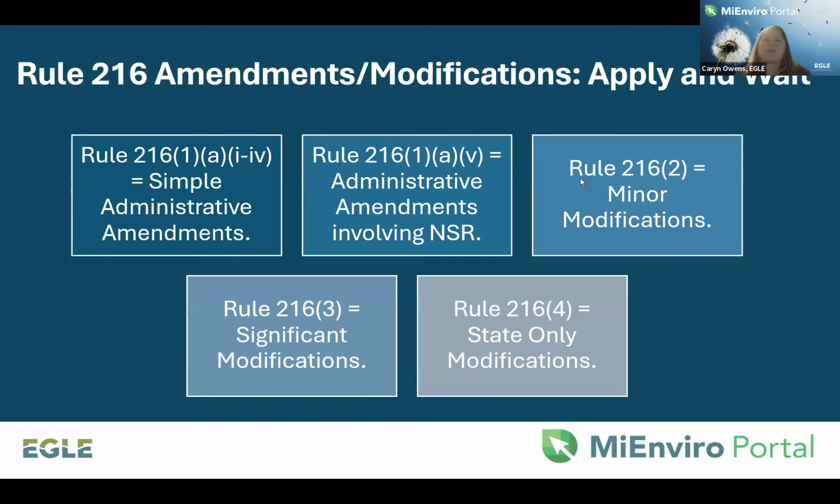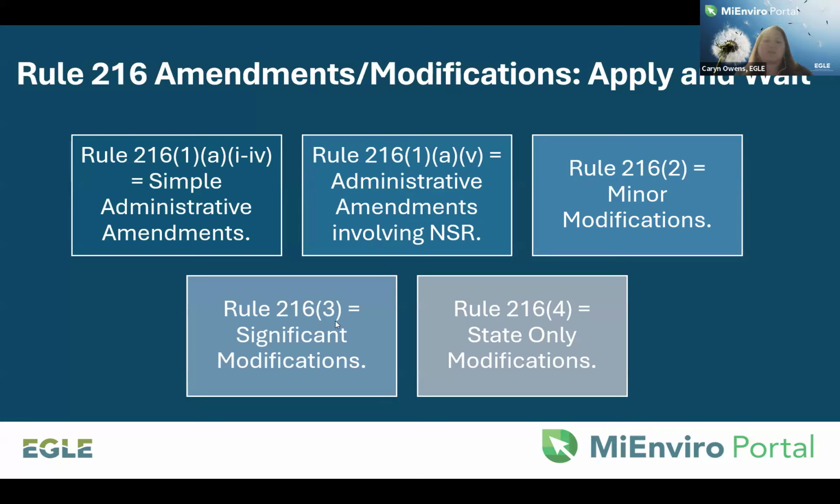Then we have the most common one that we'd use, a Rule 216(2) minor modification. This is to include a permit to install, or PTI, that made changes to equipment that is currently in your active ROP, or in-effect ROP.